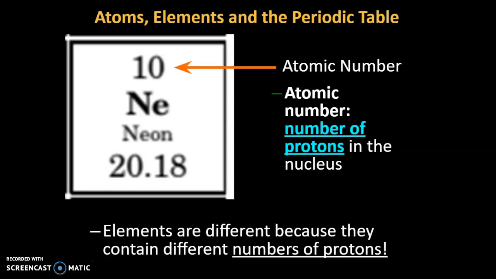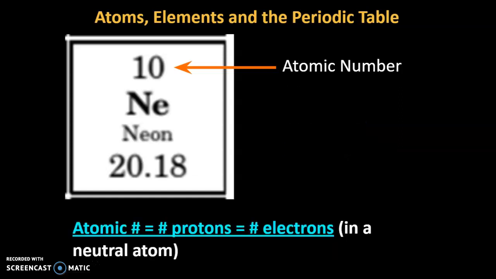The atomic number tells us the number of protons in the nucleus. And if it's a neutral atom, meaning it doesn't have a charge, the number of protons is going to equal the number of electrons, which equals the number of neutrons as well, to keep it all balanced. And this atomic number, again, like I just said, is the number of protons, which also equals the number of electrons, because the number of positive has to balance out with the negative to make it neutral.